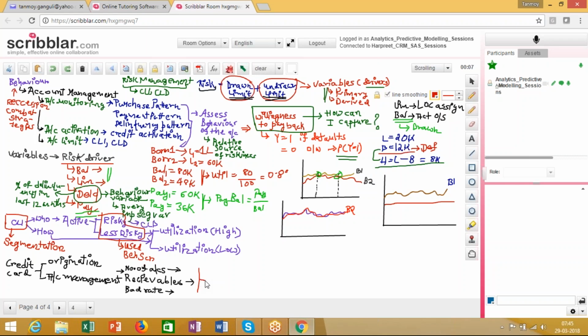about credit card as a business product, right? This is what I can call the three basic portfolio metrics. Key portfolio metrics.